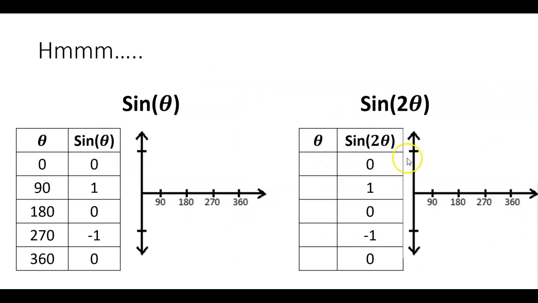Let's see how these affect trigonometric functions. So as you guys know, with sine, at 0 it's 0, at 90 it's 1, at 180 it's 0, at 270 it's negative 1, and at 360 it's 0. Let's see what happens though if I take the same function sine, and instead of just letting it be theta, I let it be 2 theta. I still want to get the same outputs: 0, 1, 0, negative 1, and 0 like I did over here. I don't want to change that.